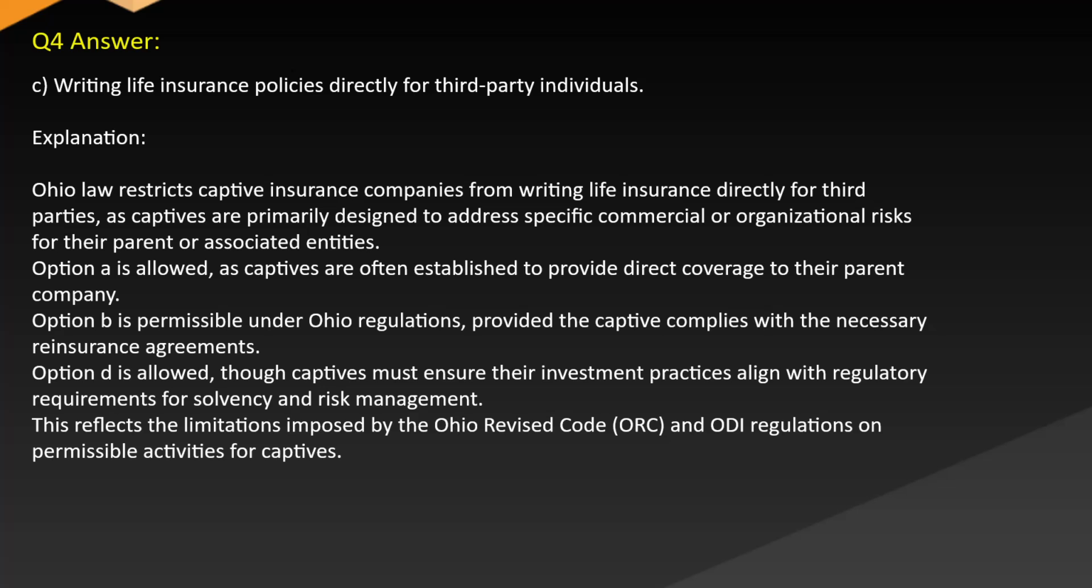Option A is allowed, as captives are often established to provide direct coverage to their parent company. Option B is permissible under Ohio regulations, provided the captive complies with the necessary reinsurance agreements. Option D is allowed, though captives must ensure their investment practices align with regulatory requirements for solvency and risk management. This reflects the limitations imposed by the Ohio Revised Code and ODI regulations on permissible activities for captives.